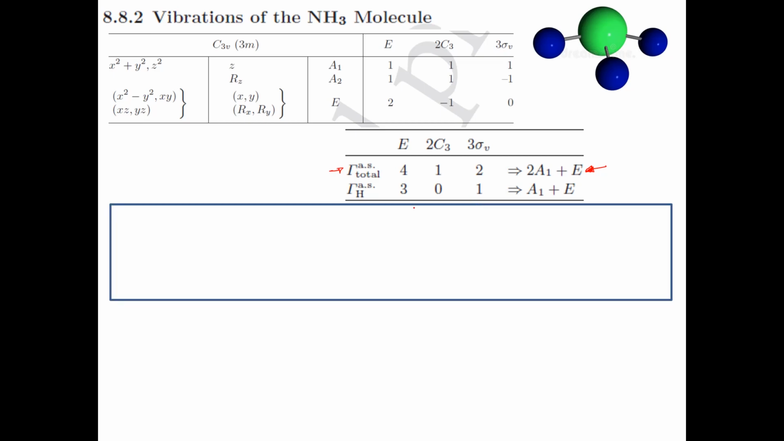Okay, so let's go ahead and calculate the symmetries of the vibrational modes for ammonia. So gamma vibration is.